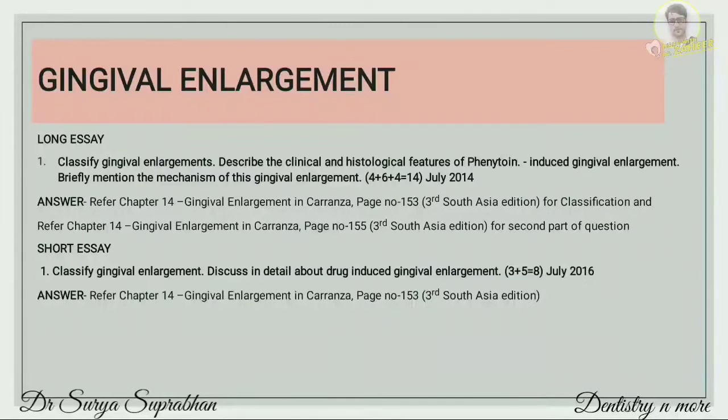There is a heading called anticonvulsants. Under that, whatever is written, you have to mention in the phenytoin-induced gingival enlargement. Histopathology is also given on that same page, 156 in Carranza.